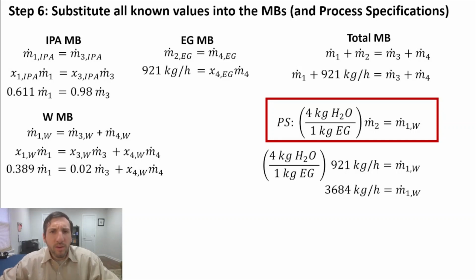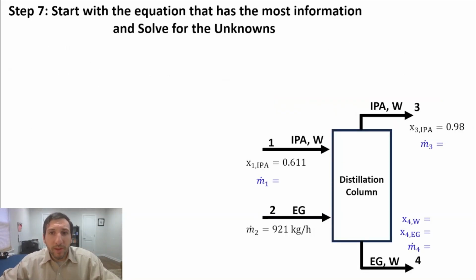And now that I have M1 dot water, I've figured out one of my unknowns, or I've begun to solve for one of my unknowns. And now that I've got my material balances all written out, I have substituted values in for all my material balances. What we're going to do is start with the equation that has the most information and solve for all our unknowns.